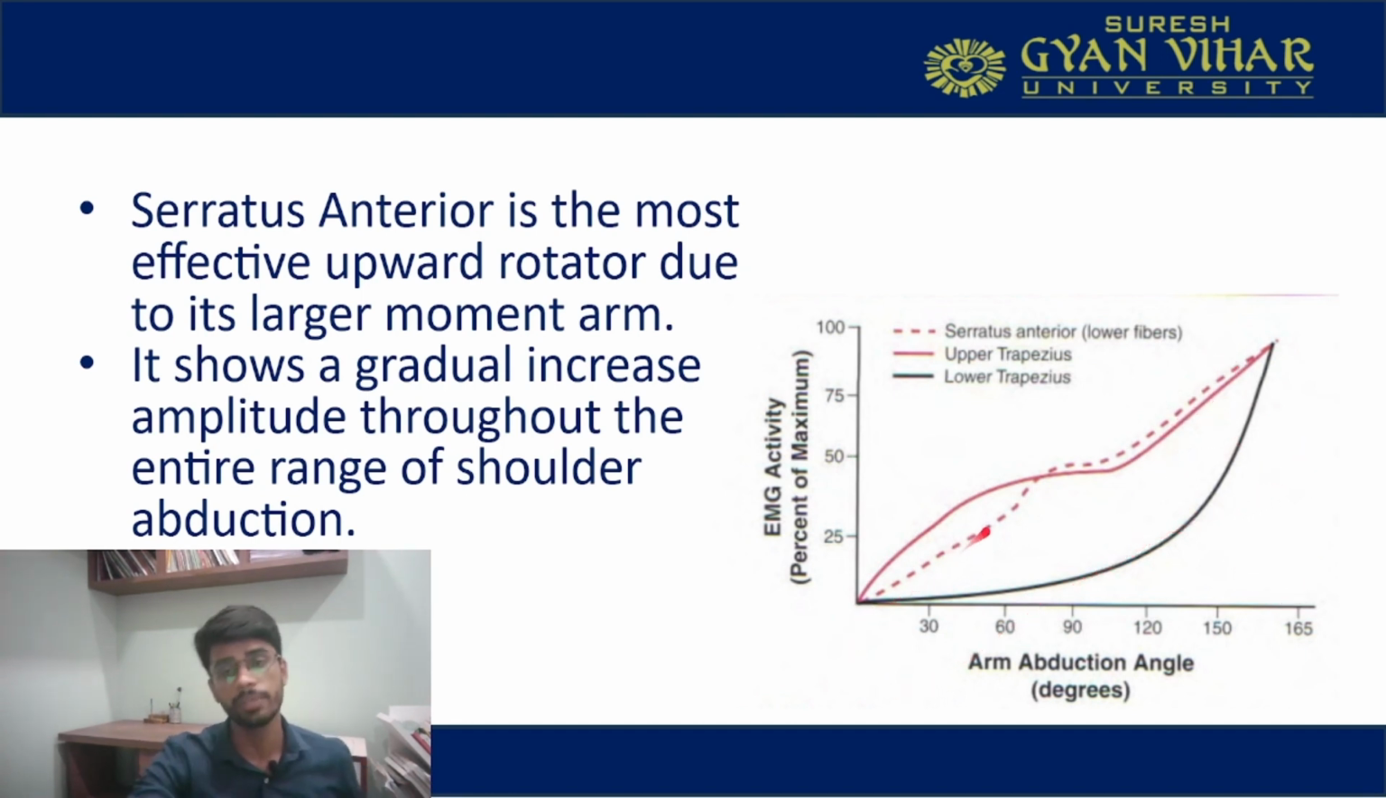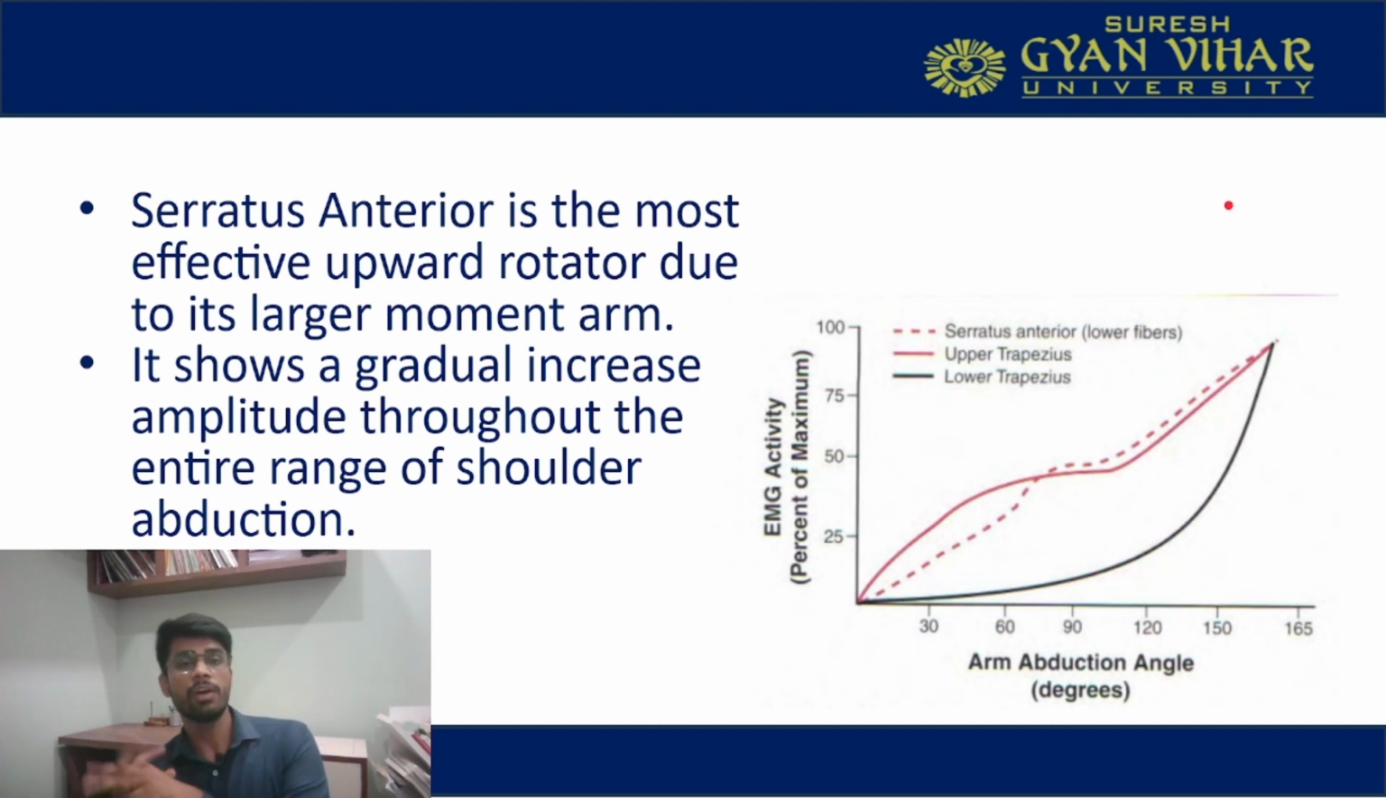But your upper trapezius is always acting, it is acting over here in order to counteract this lower trapezius muscle. And also your serratus anterior is always acting, because this is the main muscle responsible for the upward rotation. The dotted line is your serratus anterior, and this red line is your upper trapezius, which is activated all the time, but your lower trapezius is activated at the end phase. So serratus anterior is the most effective upward rotator due to its largest moment arm.